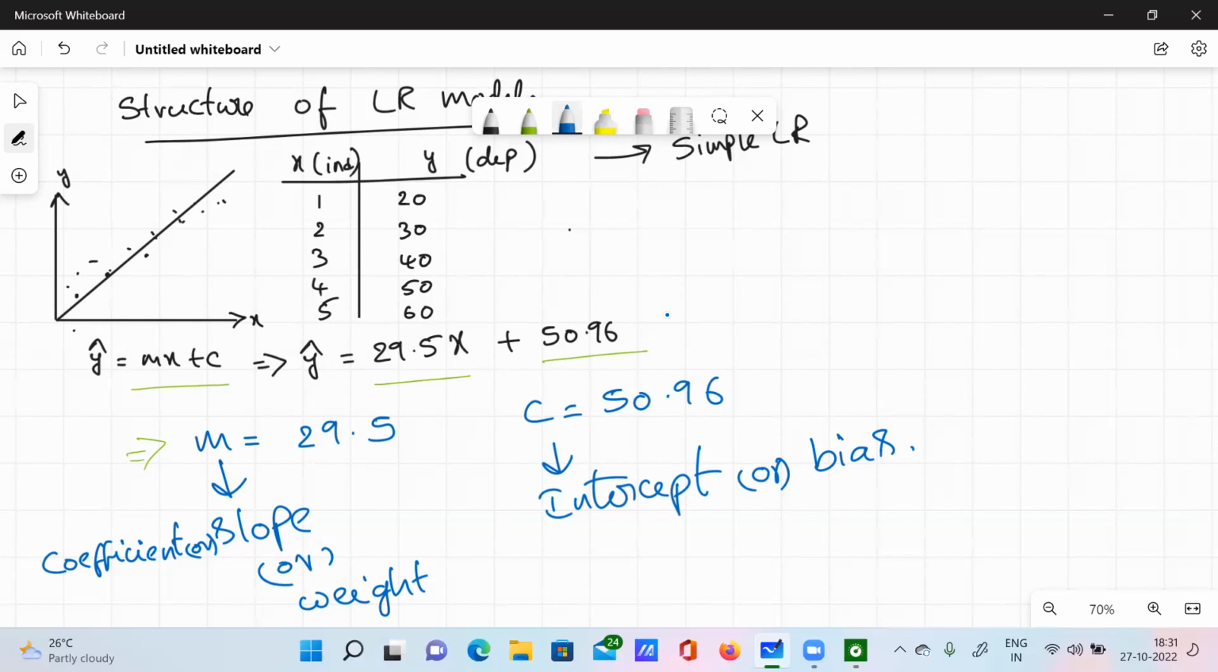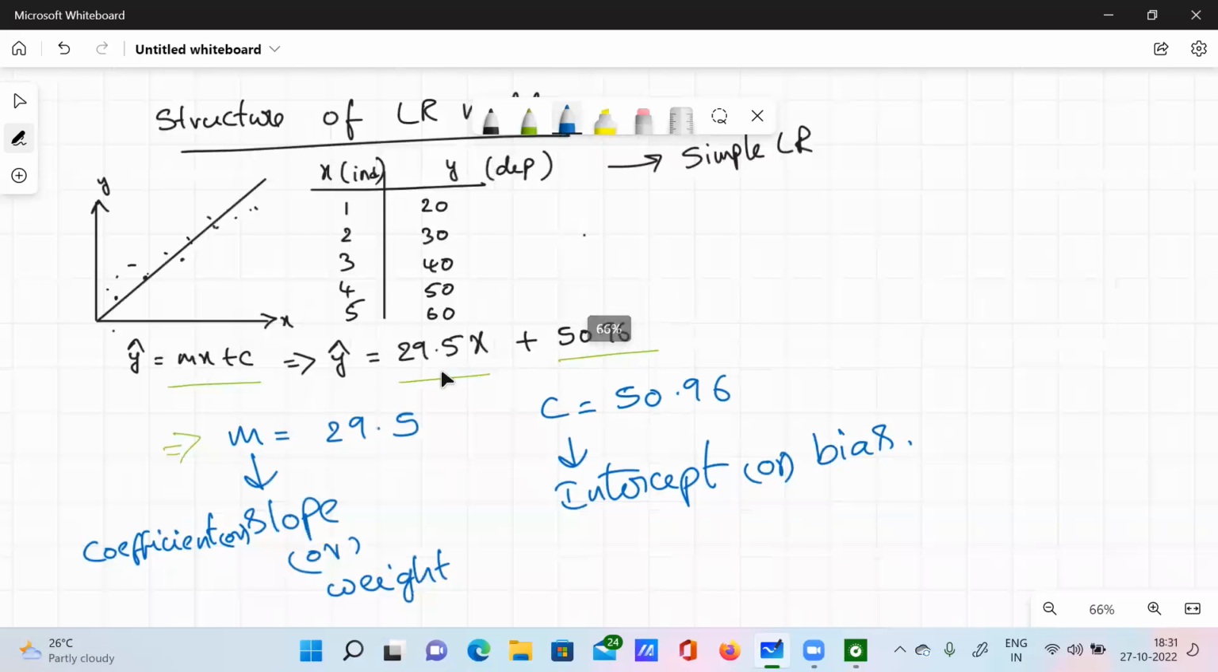Mathematically, you have already got to know that m is nothing but the slope, or the weight, and c is nothing but the intercept. But conceptually, what exactly do these slope and intercept mean? Now I'm going to tell you. For example, see here.